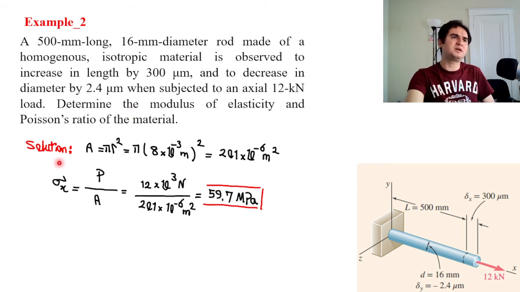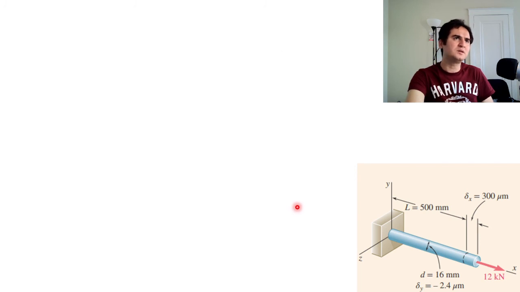So first part is calculation of the area. Area is pi r squared, pi times 8 times 10 to the negative 3, all in parentheses squared, gives you the area. Sigma is force over the area, 12 kN over the cross-sectional area, which we calculated, gives you 59.7 megapascal.